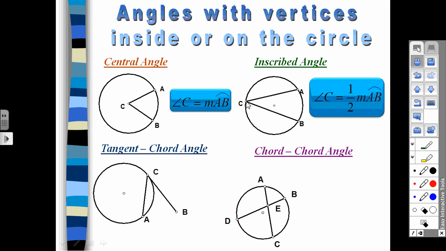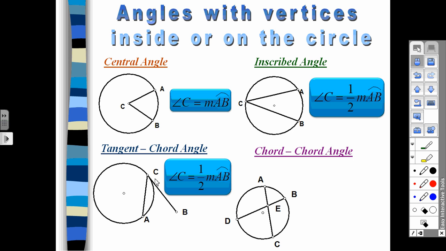So because they have their vertices at the same place on the circle, as opposed to inside the circle, it's going to follow the same formula. So this one was half the arc. If you take half of the arc, you get the angle. Well, same thing here. If you take half of this arc that's created, AC, you'll get angle ACB. So there's the formula. Angle C is equal to half of this arc.